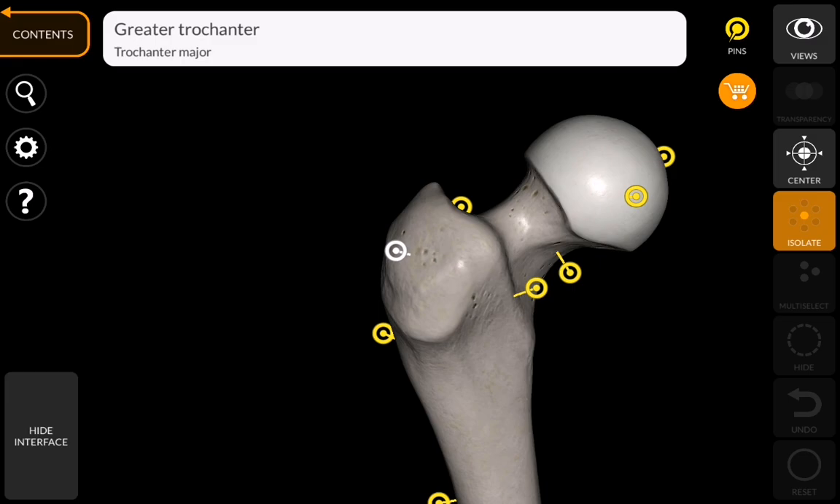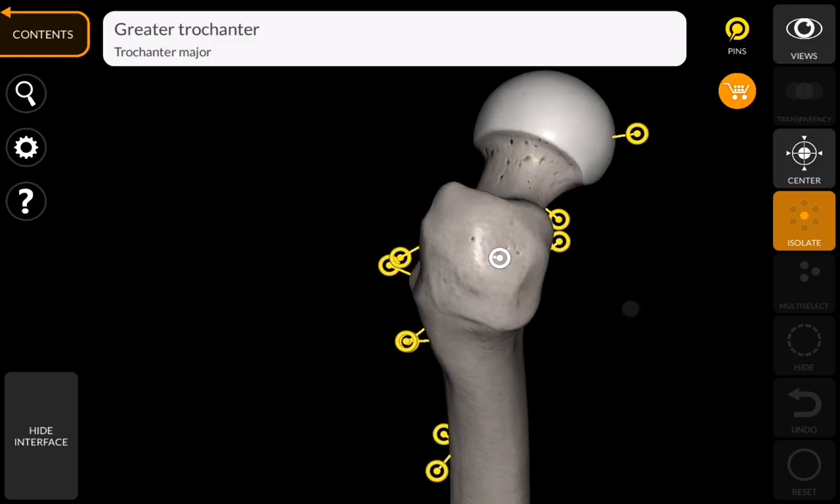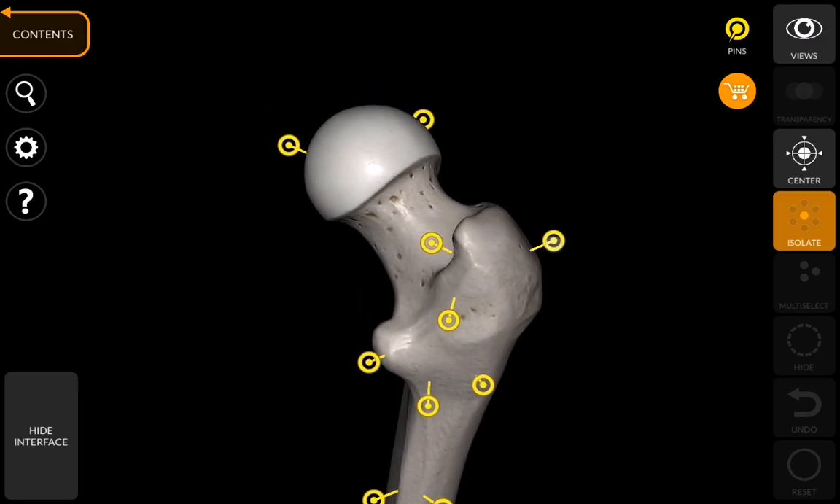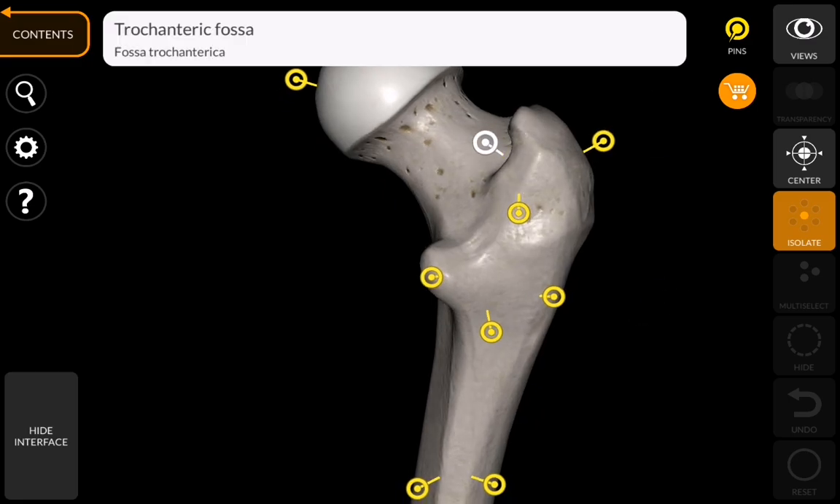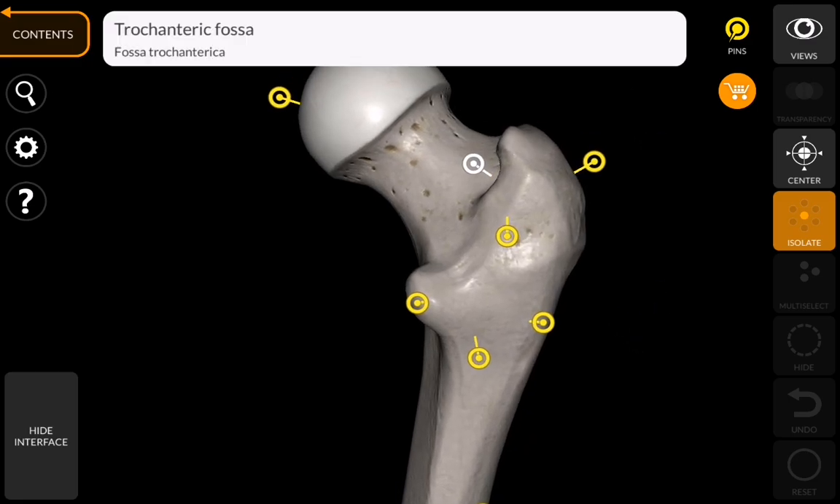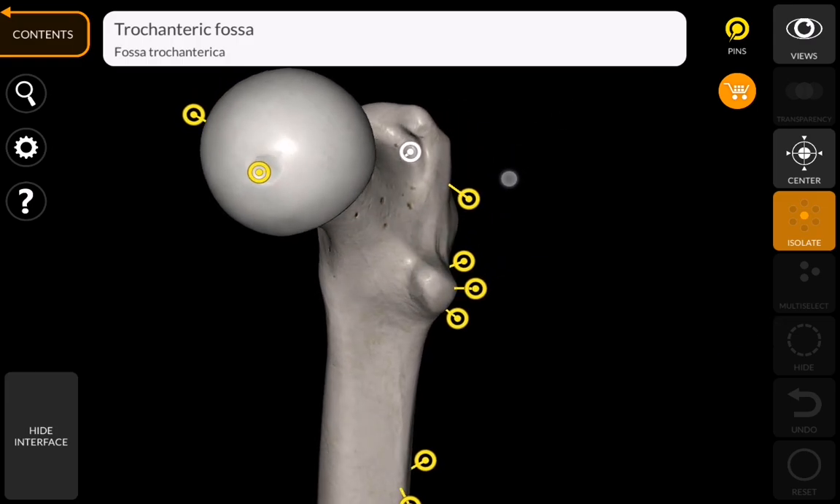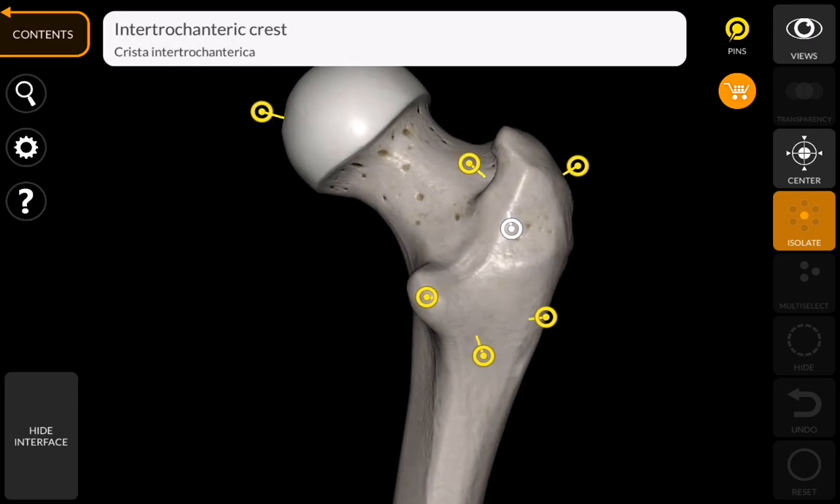This is the greater trochanter. This is one of the big surfaces down here. A lot of muscles originate here. And at the back here, this is the trochanteric fossa. There's a little groove down here. You can see that little pocket, kind of like a cave there. And this is the intertrochanteric crest.